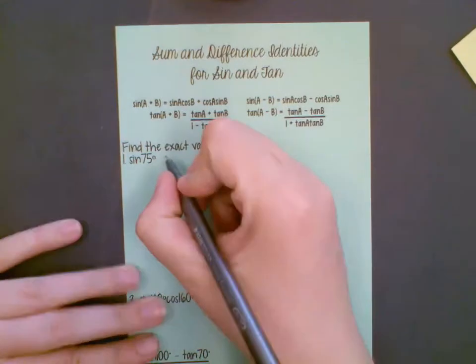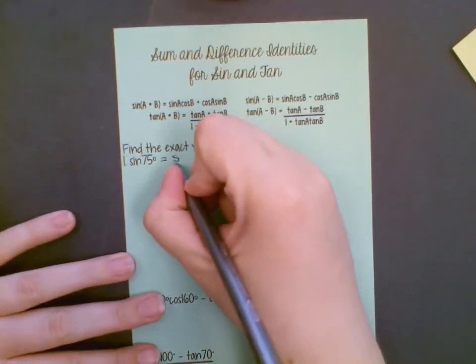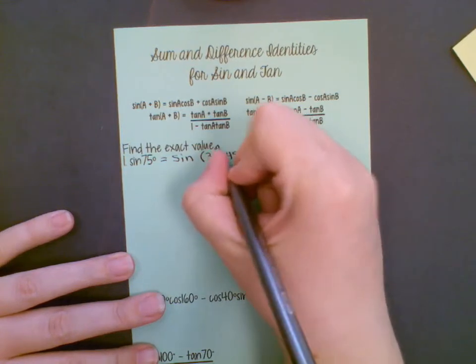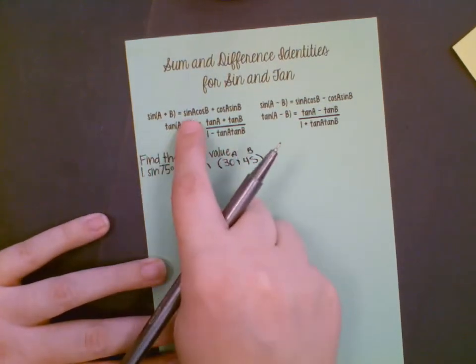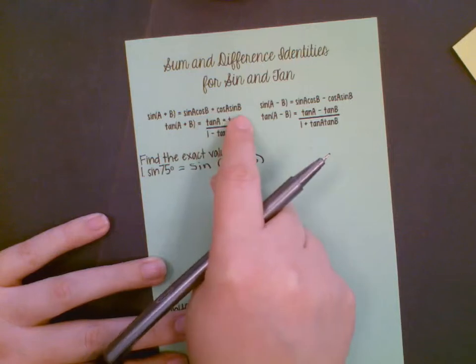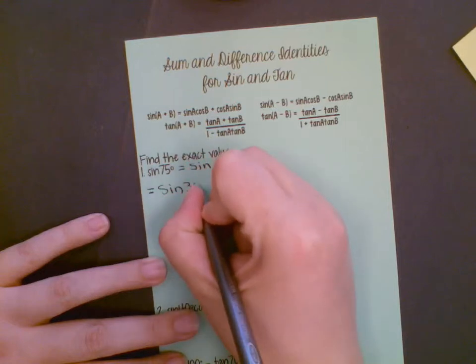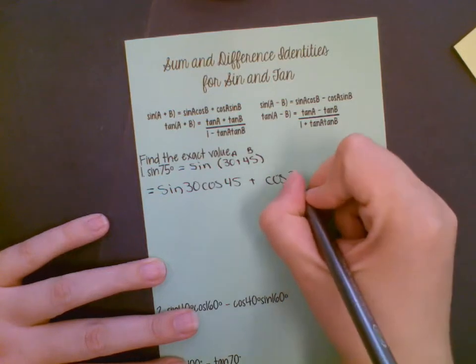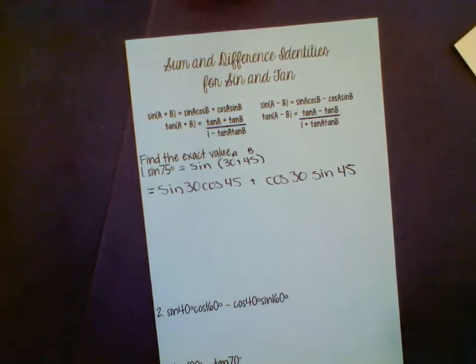I usually like to do the adding instead of subtracting, but I guess it depends on the angle measure. The one that sticks out for me for this one is 30 and 45. So this would be the same as sine of 30 plus 45. That's what I'm going to use for my A and my B. If we're adding, our sine formula is sine of A times cosine of B plus cosine of A times sine of B. So this equals sine of 30 times cosine of 45 plus cosine of 30 times sine of 45.